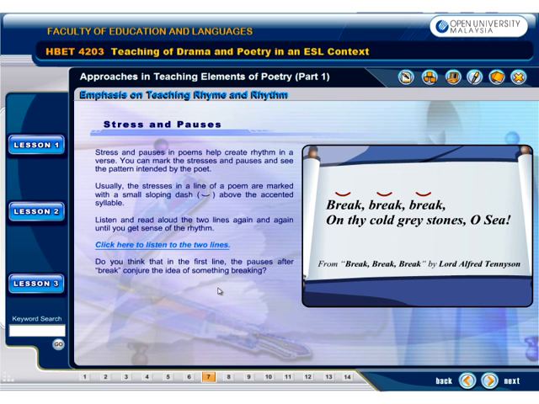Break, break, break on thy cold grey stones, O sea. From Break, Break, Break by Lord Alfred Tennyson.